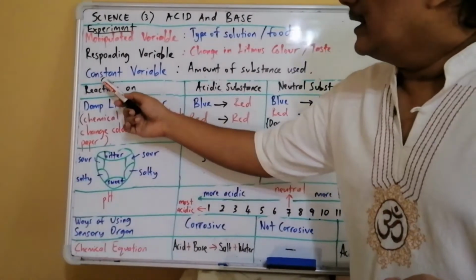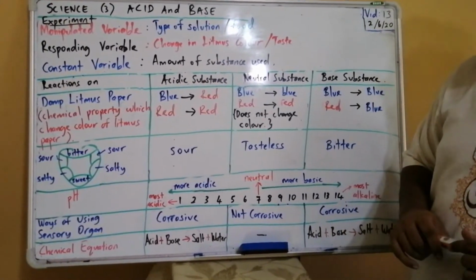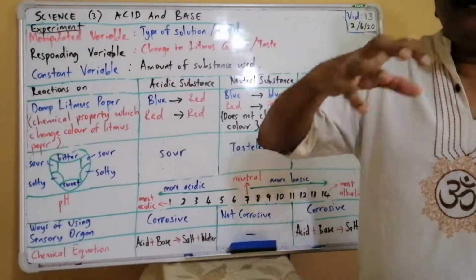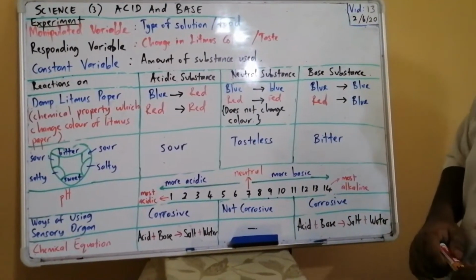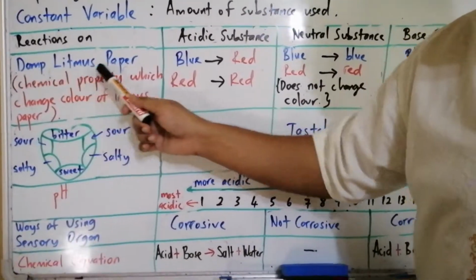And the last variable is the constant, or we call it the control or fixed variable. This one will be fixed. The amount of substance used should be the same in every different experiment. So now, let's look at the reactions on damp litmus paper.